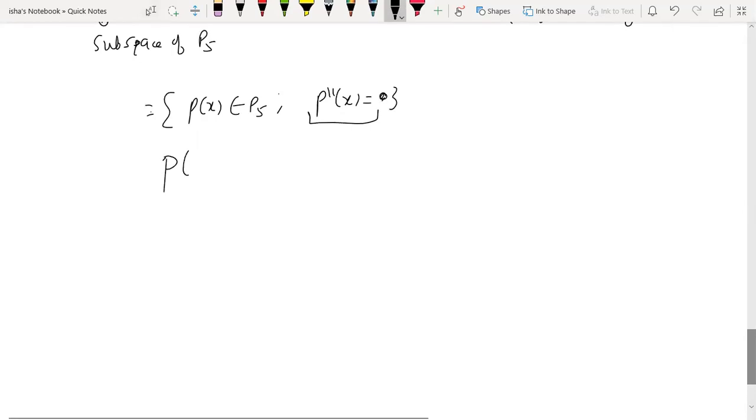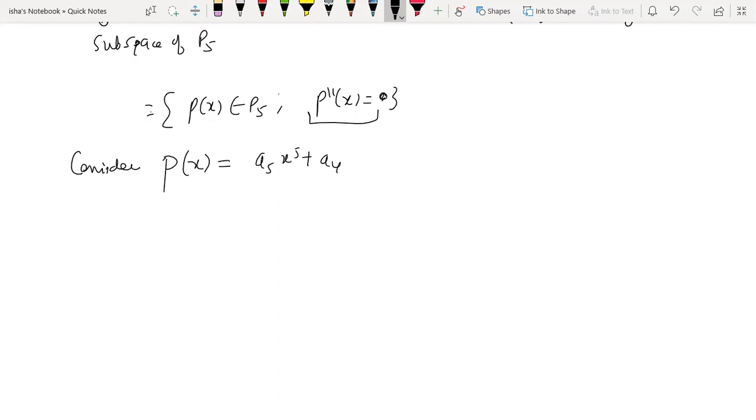So for that, how does your p(x) look like? You have to consider one of its forms. So we know how a 5-degree polynomial looks like: a5 x^5 + a4 x^4 + and so on. Okay, that's how a 5-degree polynomial is going to look like. Now we have to impose this condition and try to get information out of it, that is, what happens with this additional condition. So for that I need to find p double dash.